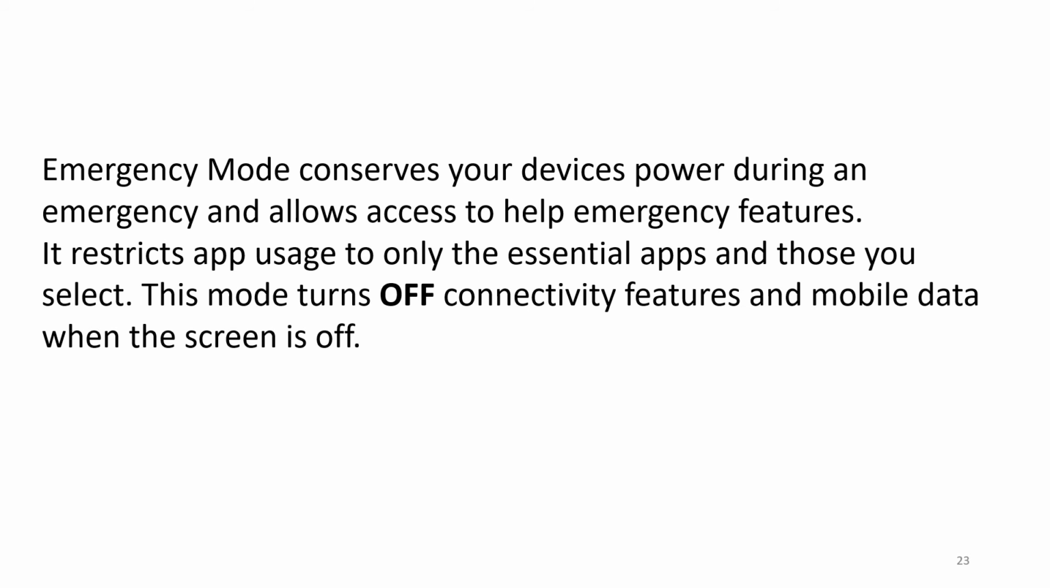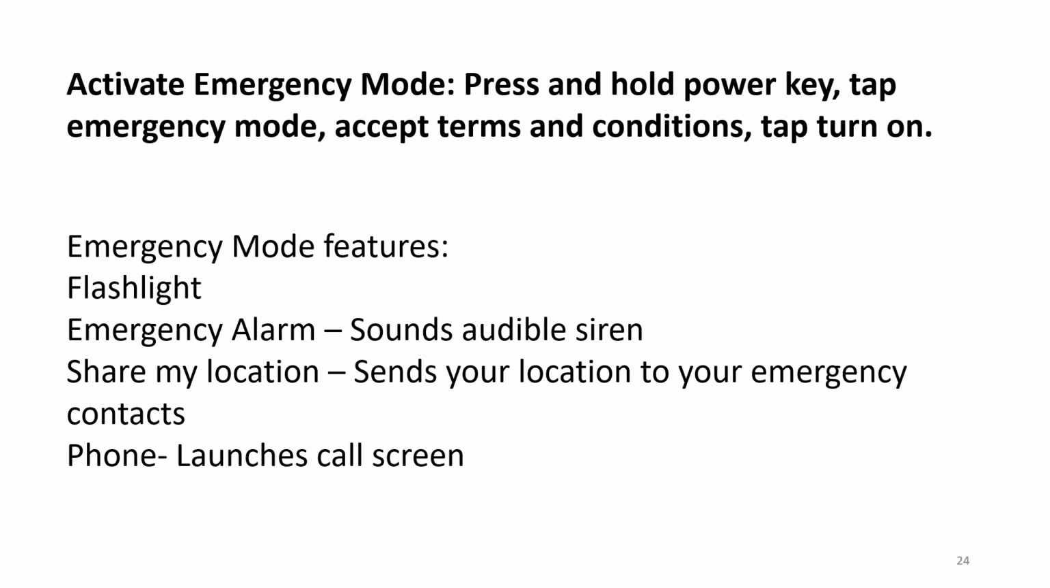Emergency mode conserves your device's power during an emergency and allows access to helpful emergency features. It restricts app usage to only the essential apps and those you select. This mode turns off connectivity features and mobile data when the screen is off. Activate emergency mode. Press and hold power key. Tap emergency mode. Accept terms and conditions. Tap turn on. Emergency mode features: flashlight, emergency alarm, sounds audible siren, share my location, send your locations to your emergency contact, phone launches call screen.